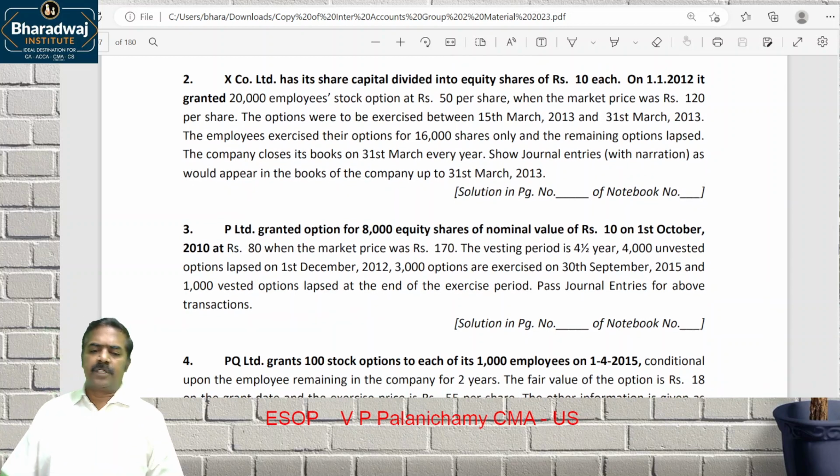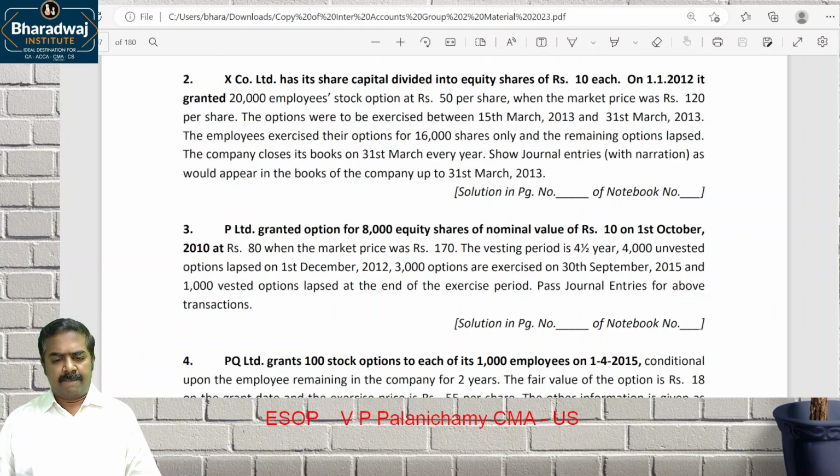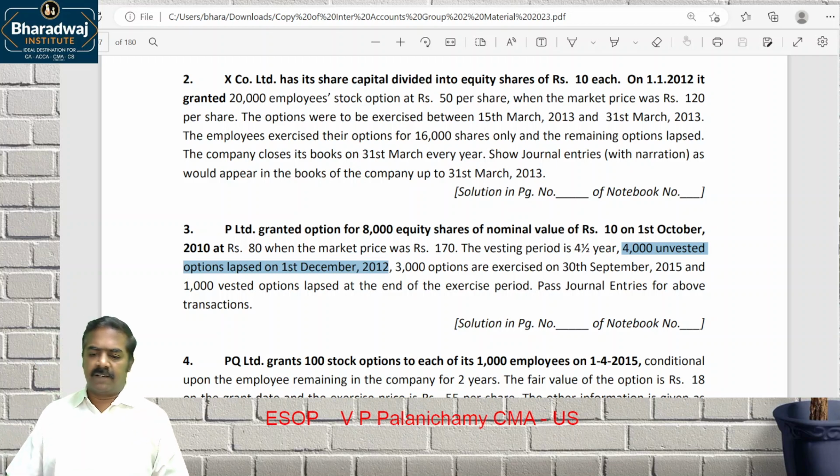P Limited granted options for how many employees? 8,000 shares. Nominal value is how much? 10, on 1st October when the market price was 170. The vesting period is how many years? 4.5 years. 4,000 unvested options lapsed in 2012 itself. In which year did 4,000 options lapse? December 2012 itself. Then 3,000 options are exercised on 30th September 2015, and 1,000 vested options lapsed at the end of the exercise period.